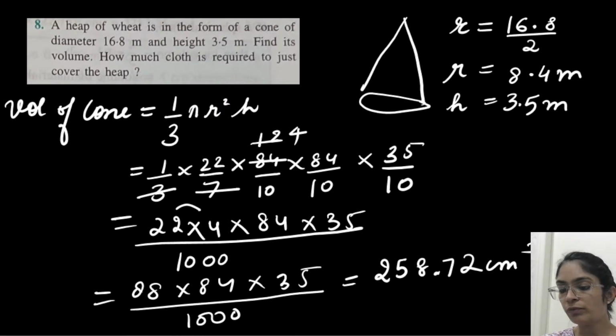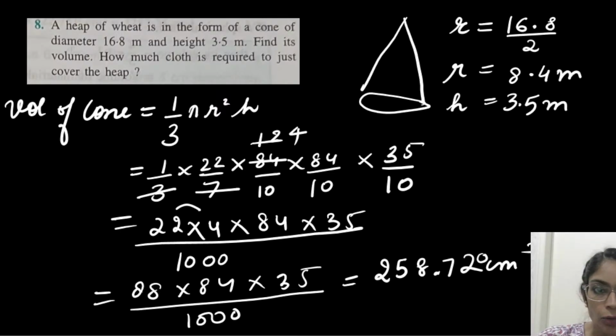258. Okay, 258.720 we are getting. So if we convert into decimal, it will be 258.720. So the volume we have found. Till here, the first part of the question is done.